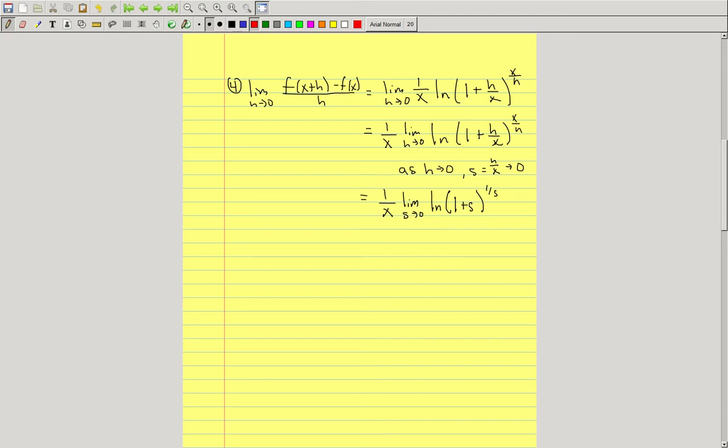Now, this should remind you of something. This guy right here is e if we take this limit. So what this gives me when I take the limit is 1 over x times the natural log of e. And the natural log of e is equal to 1. So I get that the limit of my expression is 1 over x. That is to say that the derivative of the natural logarithm of x is equal to 1 over x.